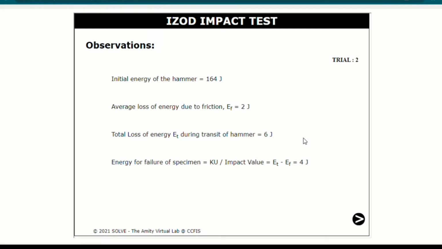Observation. Initial energy of the hammer is 164 joules. Average loss of energy due to friction is 2 joules. Total loss of energy during transit of hammer is 6 joules. Energy for failure of specimen is 4 joules.